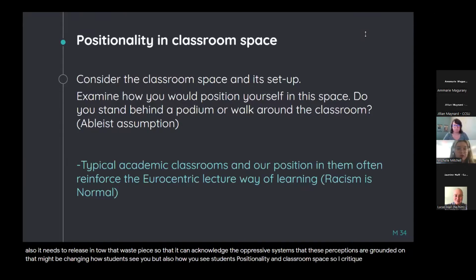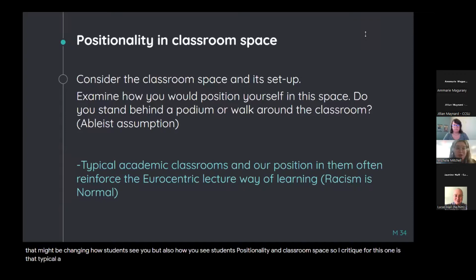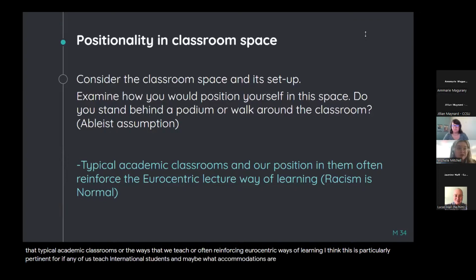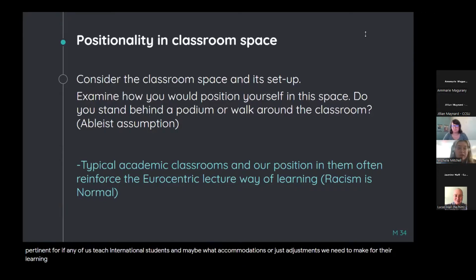So a critique for this one is that typical academic classrooms, or the ways that we teach, are often reinforcing Eurocentric ways of learning. I think this is particularly pertinent if any of us teach international students, and maybe what accommodations or just adjustments we need to make for their learning. And this just kind of perpetuates how we're teaching, and also just leaning on white norms again. So I think this is a huge critique for this practice.